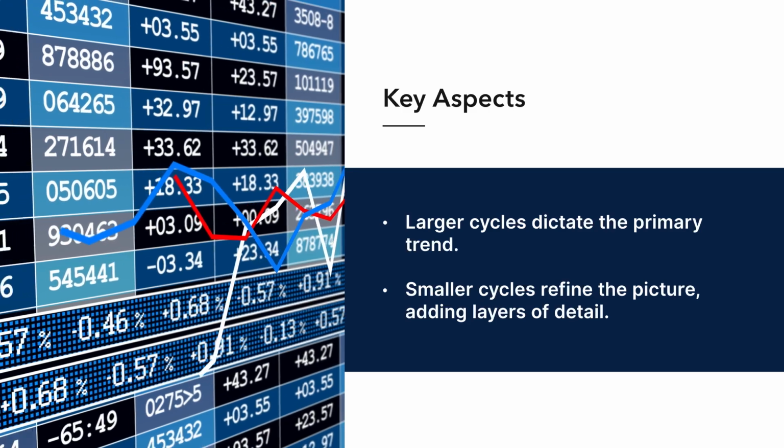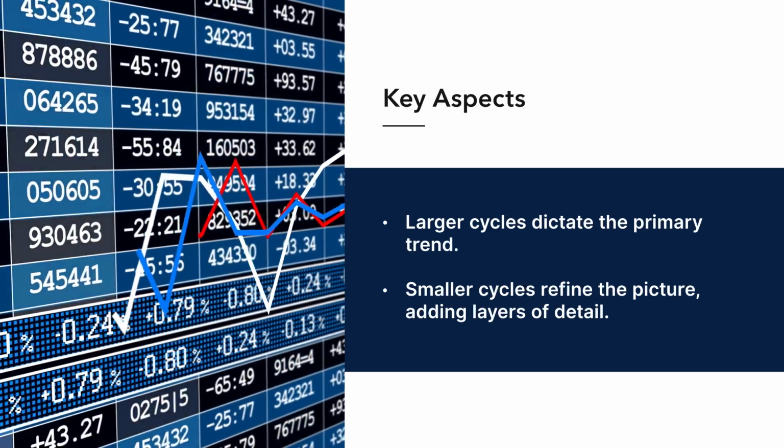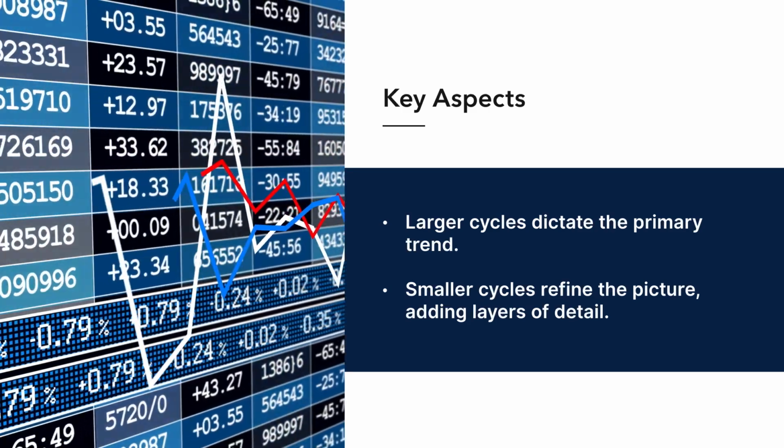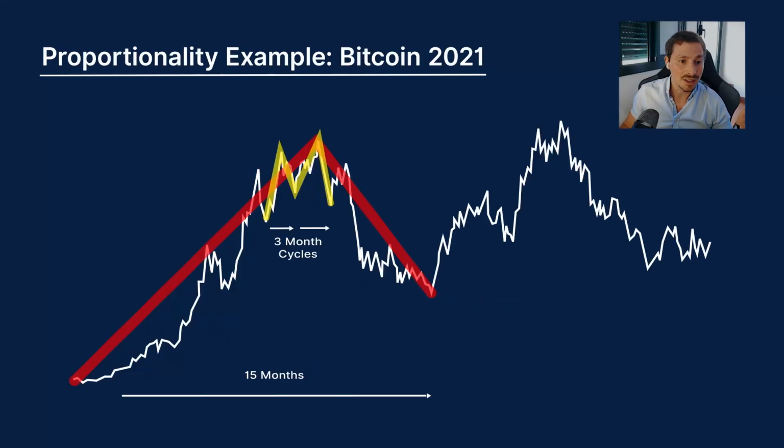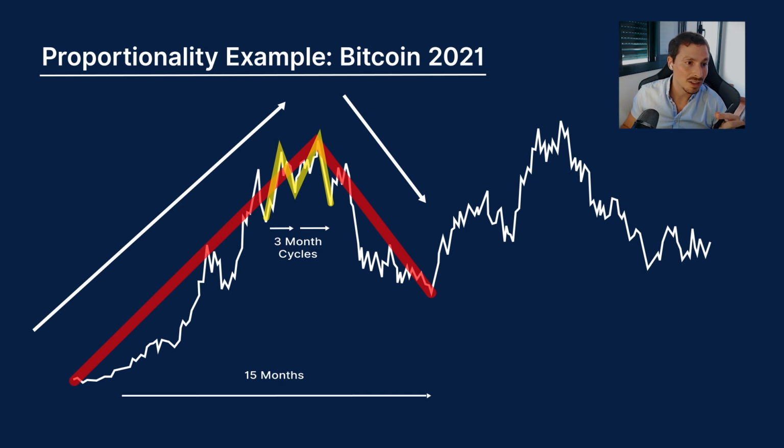Larger cycles dictate the primary trend. Smaller cycles refine the picture, adding layers of detail. Let's go back to the Bitcoin picture. The big cycle, the 15-month cycle, defined the trend, the red wave. This red wave explains what happened to this market. It went up significantly, and then it went down significantly. The smaller cycle, the orange one, adds layers of detail.